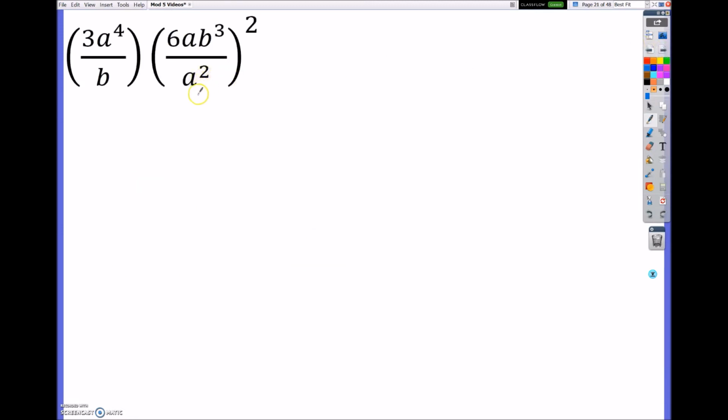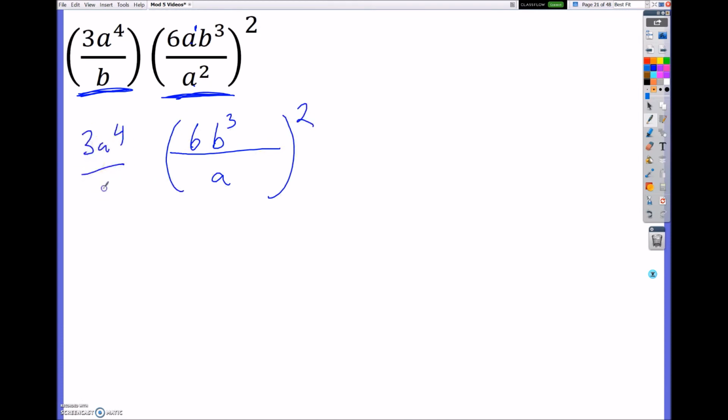Okay, so let's go and look at this one. We have a lot of stuff going on here, and it's a little tricky. We still have to follow our order of operations. So I look inside the parentheses of both of these and see, is there anything I can reduce? And there is. Not on this one, it stays the same, but on the second one, I have 1 a on the top, 2 a's on the bottom. So if I subtract these, I'm going to have 1 left over on the bottom. So this is going to be 6b to the 3rd all over a, and I still have the second power. And then I have 3a to the 4th all over b.